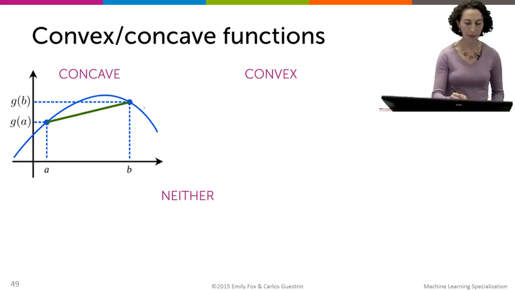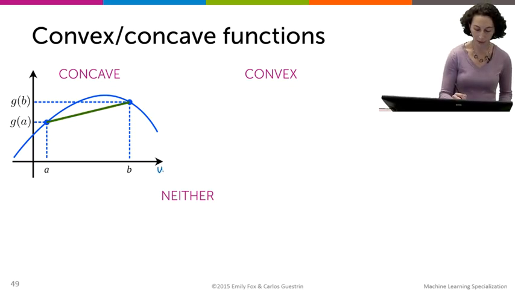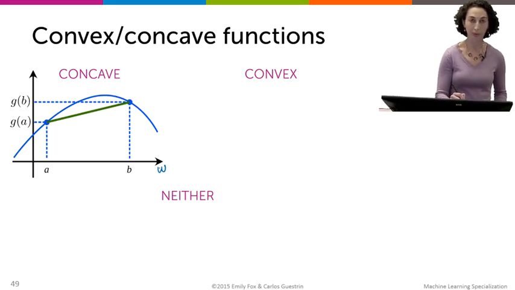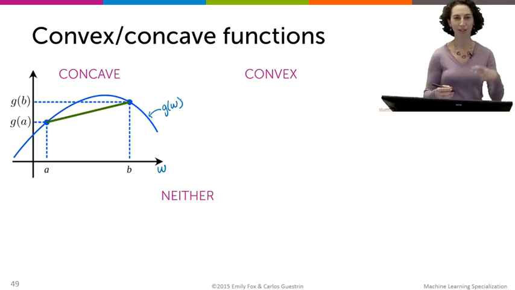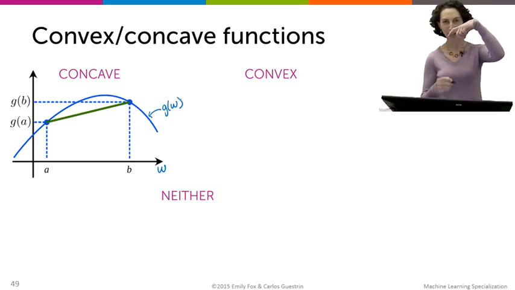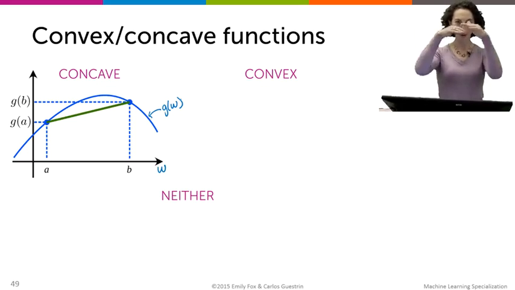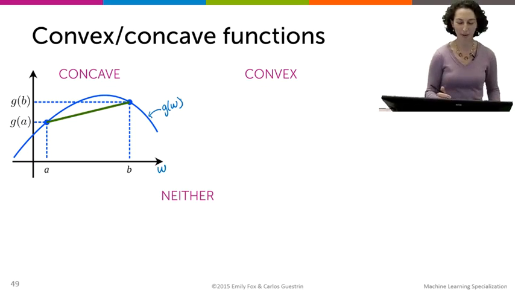So here I have a picture of a concave function over just one parameter, or one variable. We'll call it w. And this function here, this is g of w. And this is a concave function. And the way I remember concave versus convex is concave, it looks like you're in a cave. So it looks like the arch of a cave. And convex is just the other one.